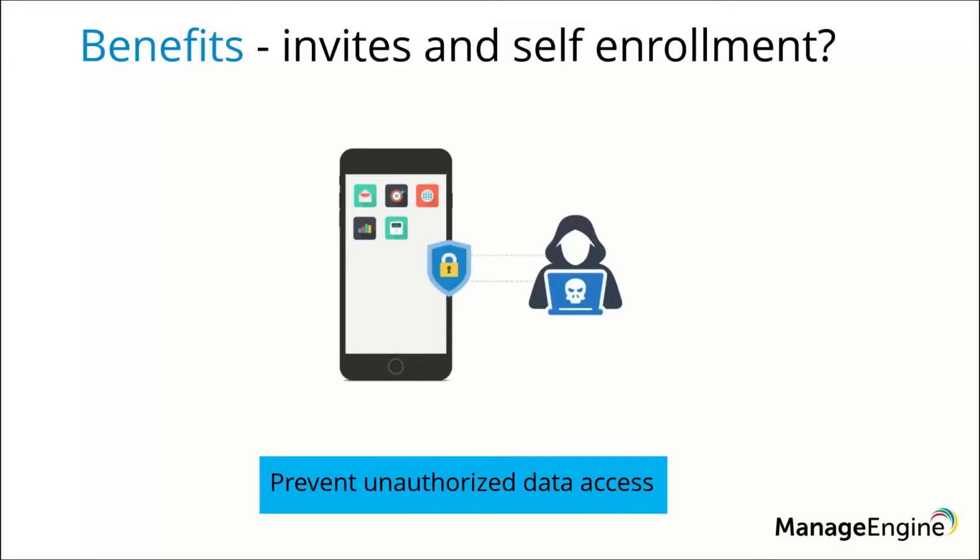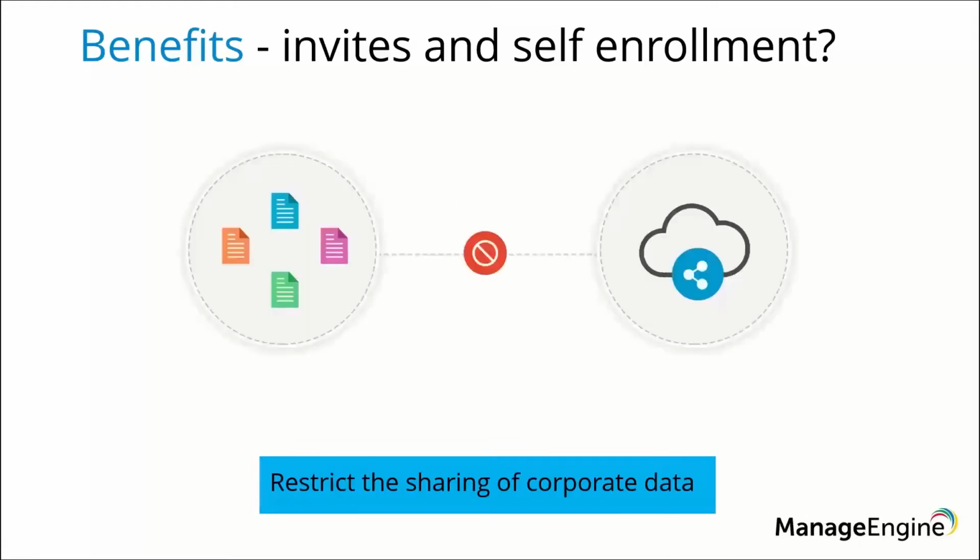Another benefit is you can prevent unauthorized data access on the corporate workspace created on the phones. You can separately create a password policy to access the work applications being deployed. And also you can restrict the file sharing between applications or between the devices, and you can make sure a data breach doesn't happen.